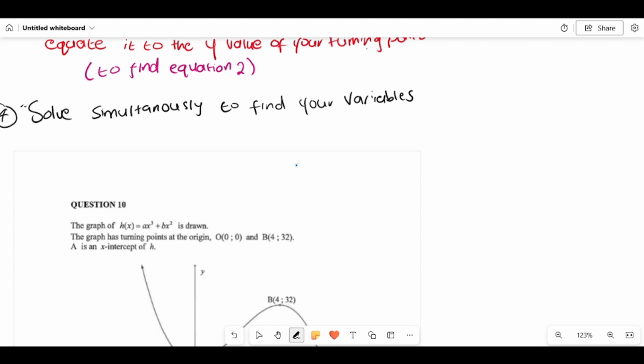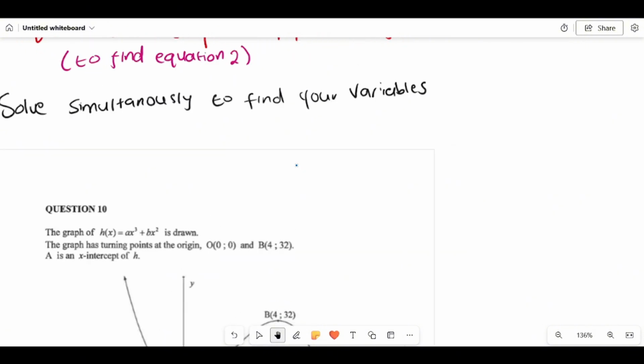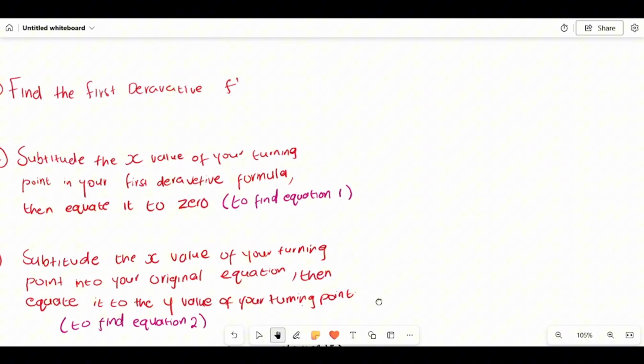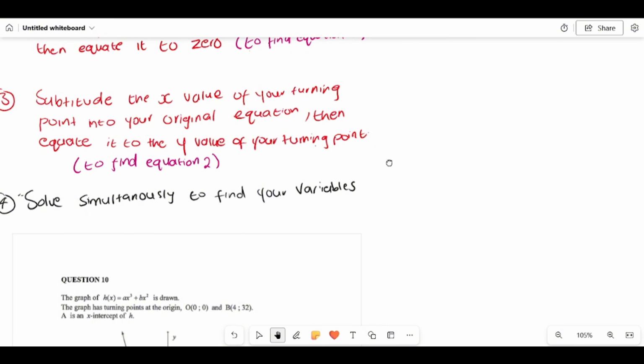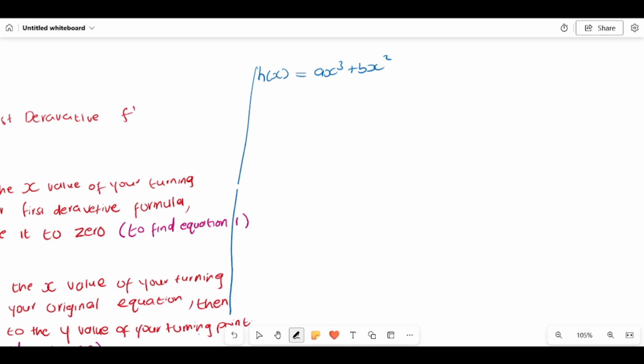So this is the h of x graph that we are given, and we need to find the equation of this graph. So let me quickly write it above there. I have given my h of x graph, which is ax cubed plus bx squared. Let me see if I'm omitting something. So it's ax cubed plus bx squared only. All right. Now, let us follow these steps in order to answer this question.